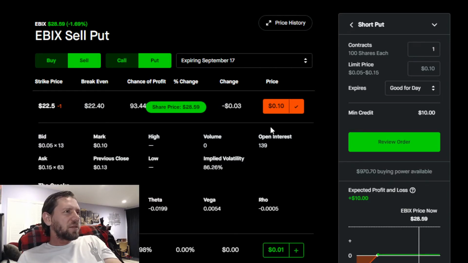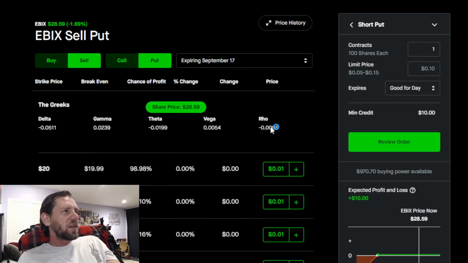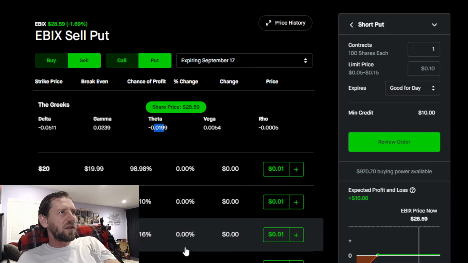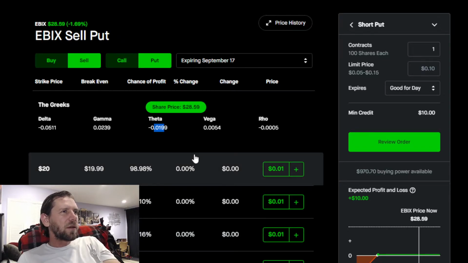So back to the Greeks here. Oh, you can even see the Greeks right here. Look, it tells you right away, before you even make the purchase or the sale, how much this option is going to depreciate on average per day, and you can see that the theta is 0.0199, which is about 2 cents, and translates to $2 over the course of a day.